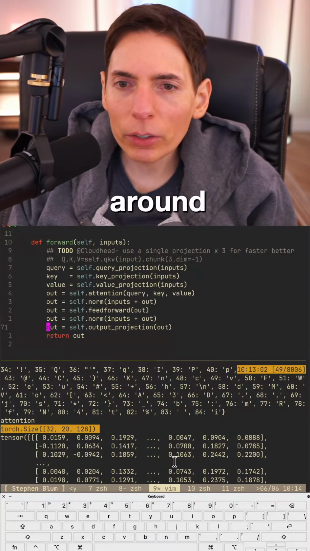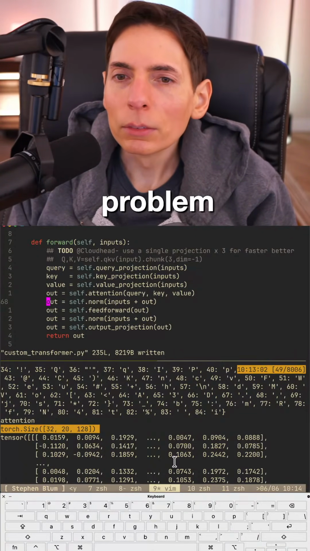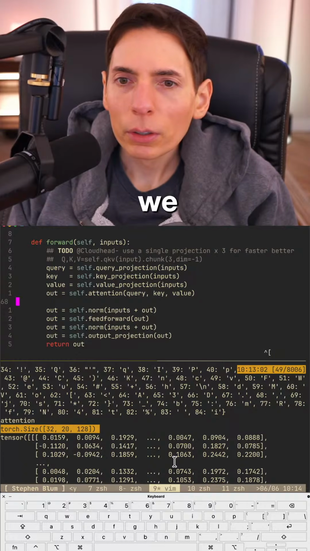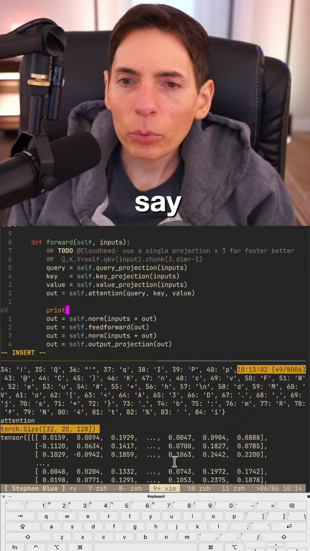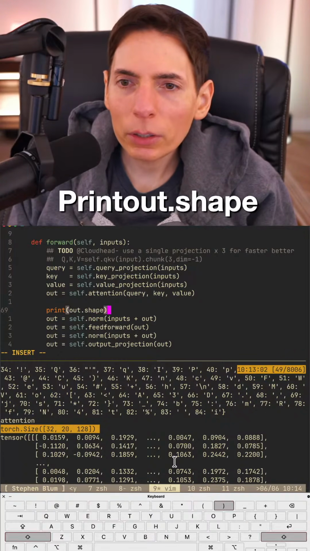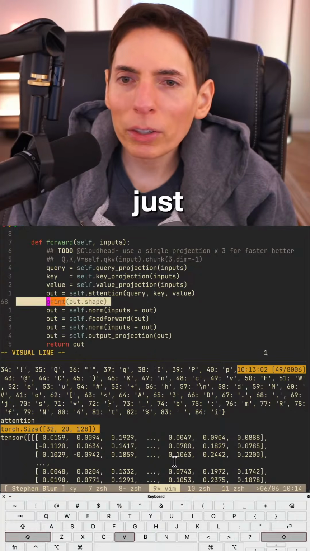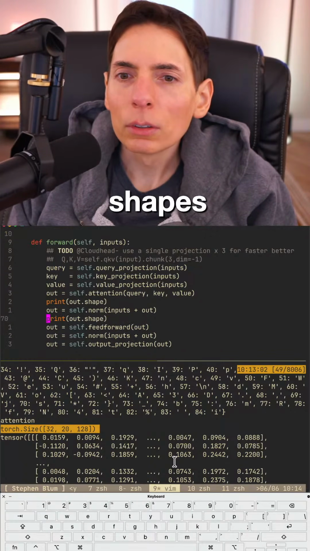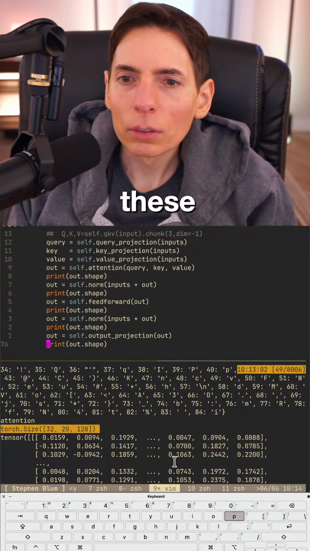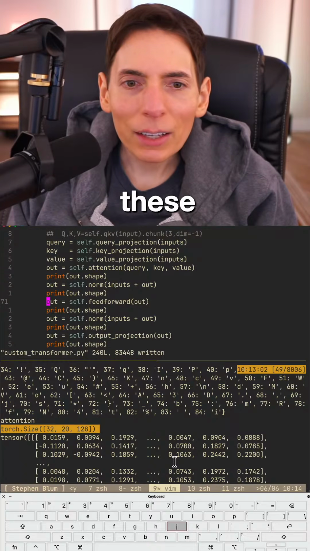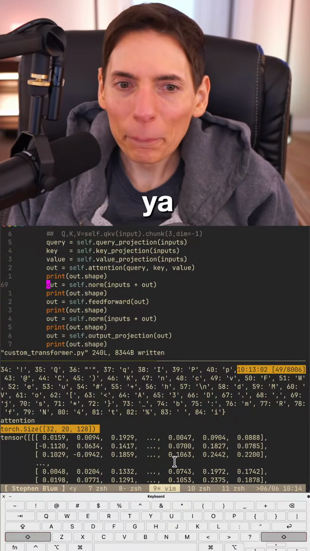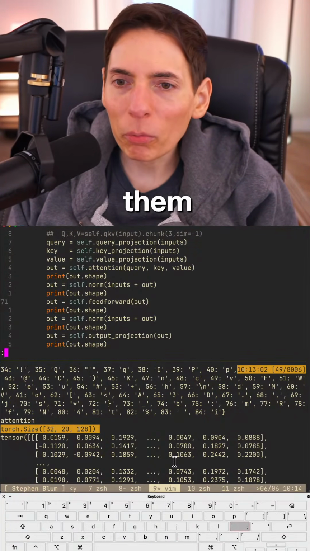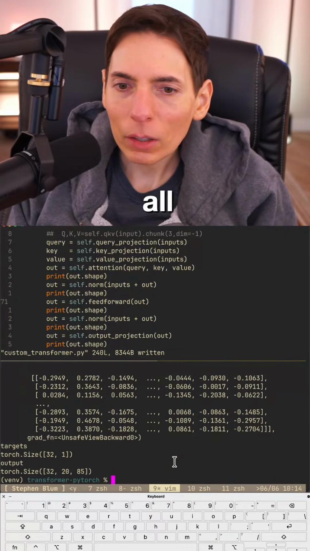So you're saying it's around here, that's the problem? So we could say print out.shape here. We'll print a whole bunch of shapes on every one of these. Yes, sir. Good to see ya. All right, we'll print them all. We're printing them all. Okay.